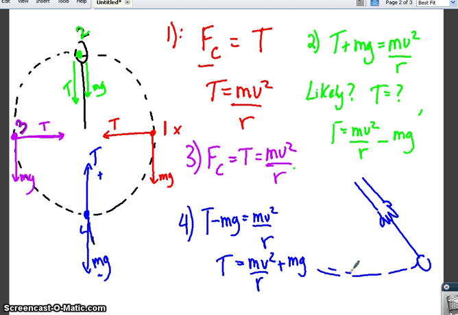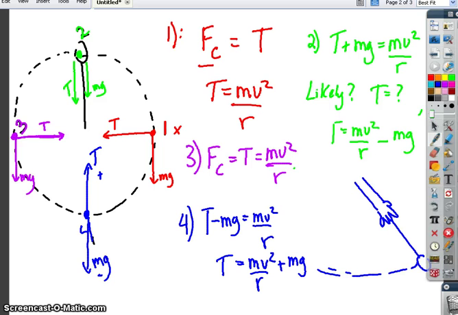So these are our equations right here. We have point 1 and point 3: T equals mv squared over r, and then we have point 2, where we subtract gravity because gravity is helping it out. At point 4 we add it because gravity is now going against the tension. So you might notice, I'm going to clear this.